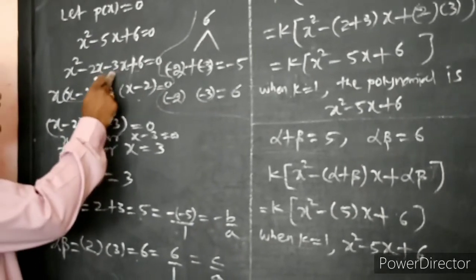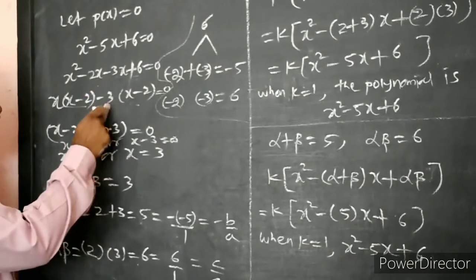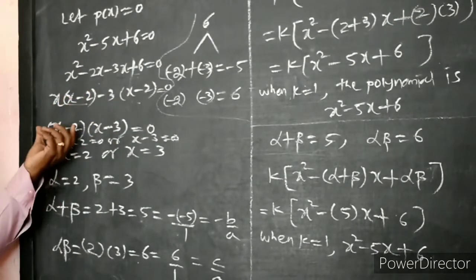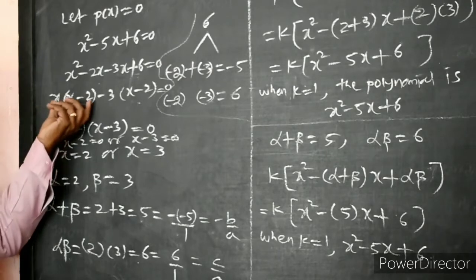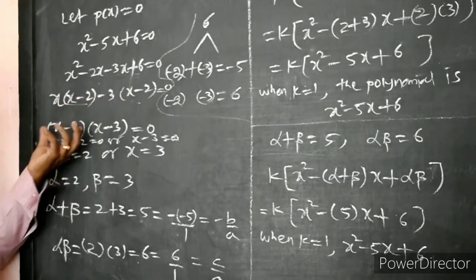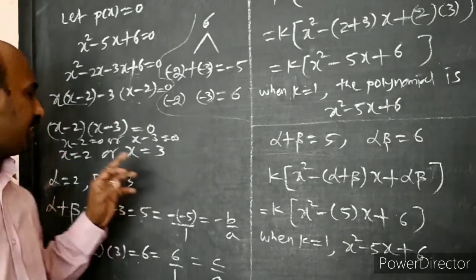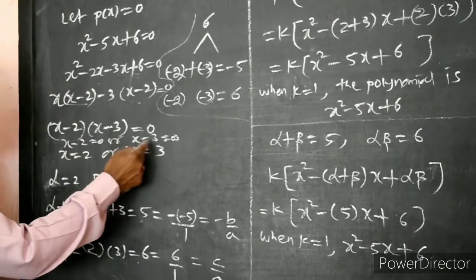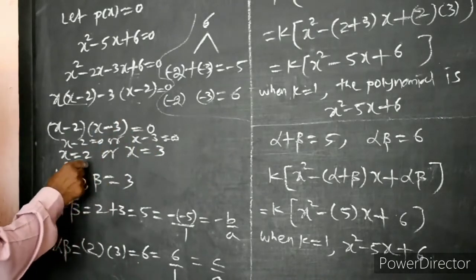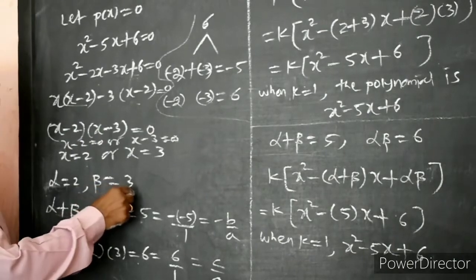Then the remaining term is minus 3x. In that we already got x, then the remaining is minus 3. We will write that here. Then after that x minus 2 we can take as common. Then x minus 2 into x minus 3 is equal to 0. Then the product of two numbers is 0, which means either x minus 2 equal to 0 or x minus 3 equal to 0. Then x is equal to 2 or x equal to 3. Then here alpha is 2 and beta is 3.